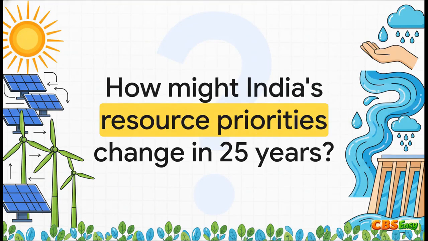So we'll leave you with this final thought to chew on. We know planning is everything, right? So looking ahead, say the next 25 years, what should India's top priorities be? Should we go all in on solar and wind, or should our main focus be on water conservation? There's no single right answer, but that's the real question at the heart of sustainable development.